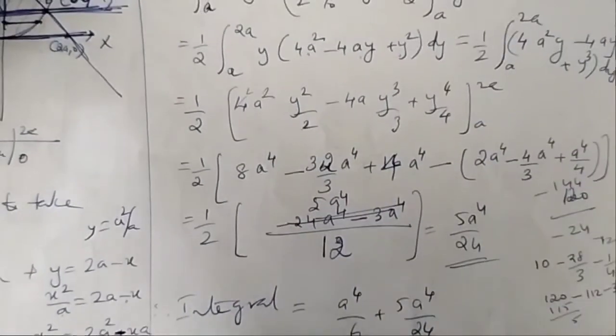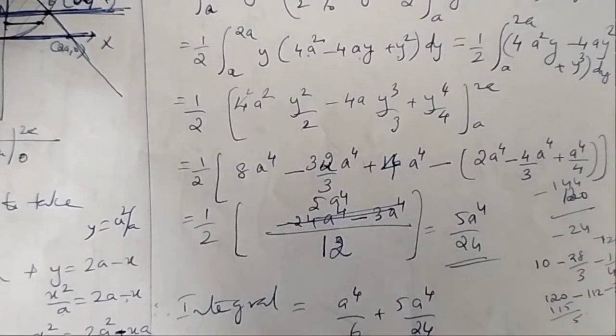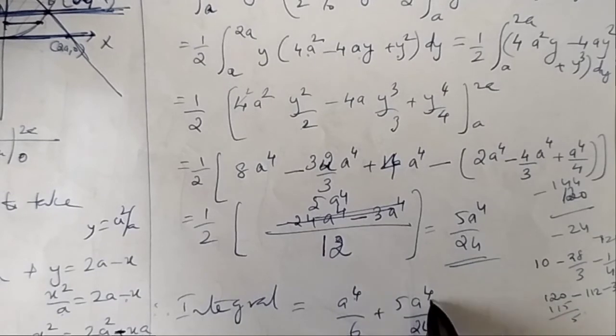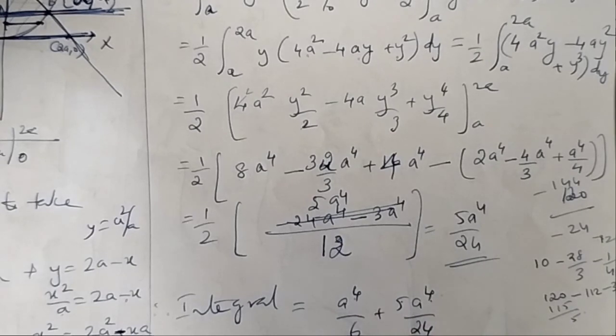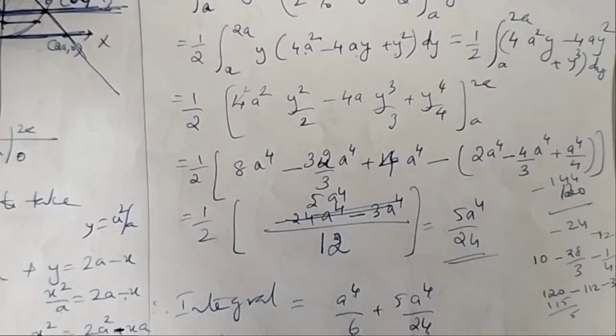So what is the integral value? We have to add these two integrals, a raised to 4 by 6 and 5a raised to 4 by 24. 24 is the LCM. 4 plus 5, 9a raised to 4 by 24, or it is 3a raised to 4 by 8. Okay.